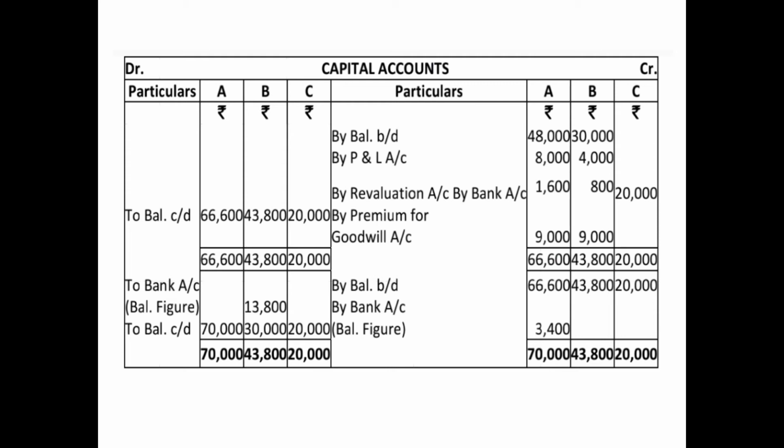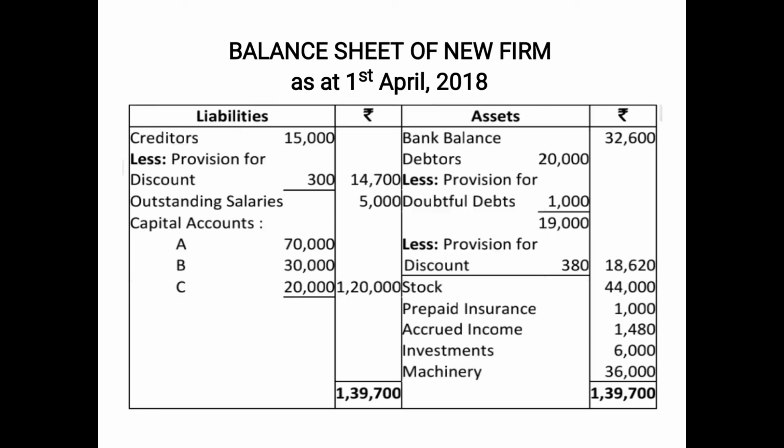So after doing this, we have calculated the closing balance of A as 66,600, B 43,800, and C 20,000. So the closing balance carried down here will be brought down later after totaling it. As you can see, the closing balance came on the debit side, therefore we have brought it down on the credit side as by balance brought down, A 66,600, B 43,800, and C 20,000. Now we will do the capital adjustment.